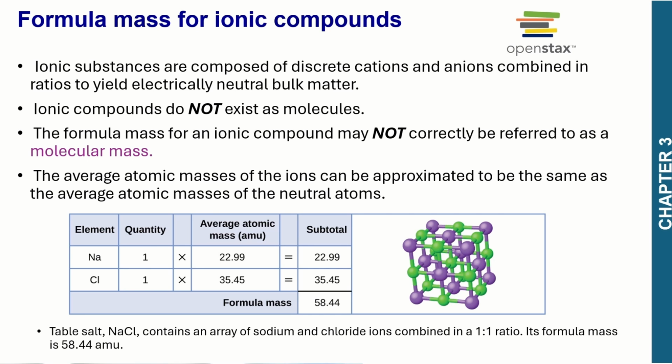So the formula mass for an ionic compound may not correctly be referred to as a molecular mass. So we're going to calculate the same way. I have sodium, I have a chlorine, so sodium chloride. We're going to count the number of atoms and then multiply by the average atomic mass, add all together, and we have the formula mass. But you cannot call it molecular mass.